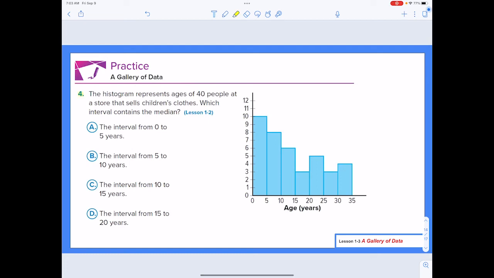Okay, number 4. The histogram represents the ages of 40 people at a store that sells children's clothes. Which interval contains the median? All right, so remember, median is going to be our middle point of the whole data set, which means if I took all my points here and put them in a long row, where would the middle be? Okay, so in this case, we have to look and say I have 10 values there, 8 values there, 6 values there, 3 values there, 5 values there, 3 values there, and 4 values there.